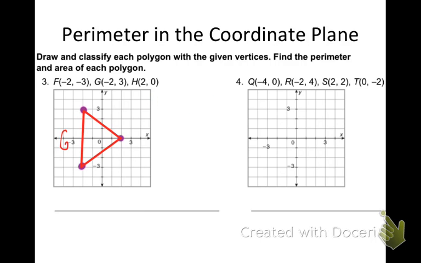All right, so let's look at number 3 here. What are the lengths of the other two sides? What do the lengths of the other two sides come out to be, Max? 5 and 5. So that makes my perimeter what then, Max? 16 units. My perimeter is 16 units.